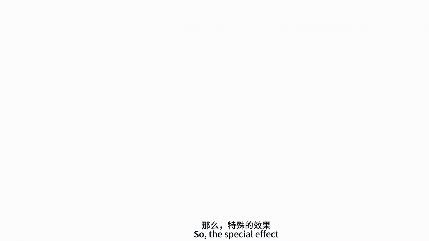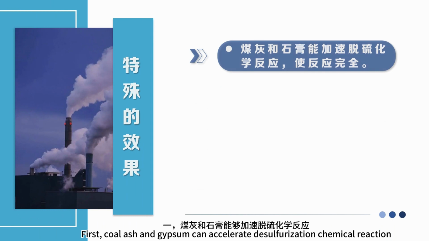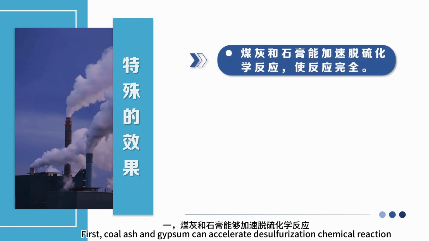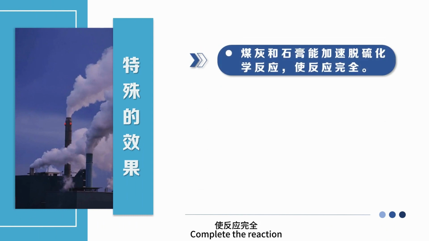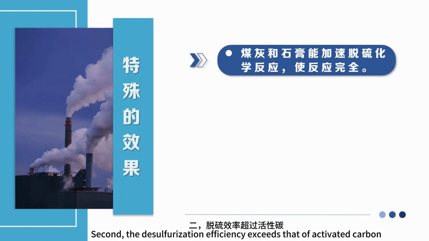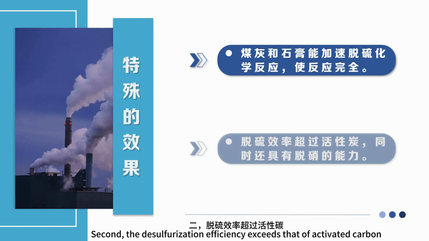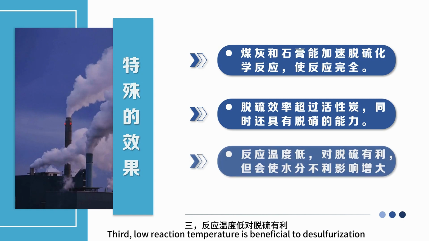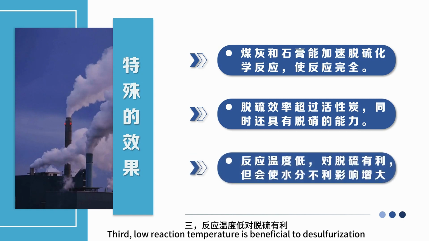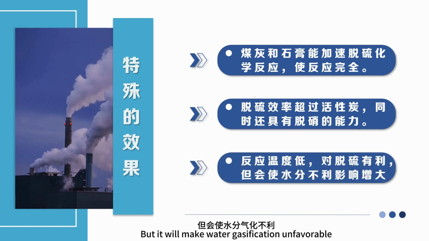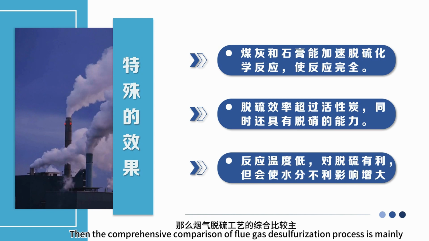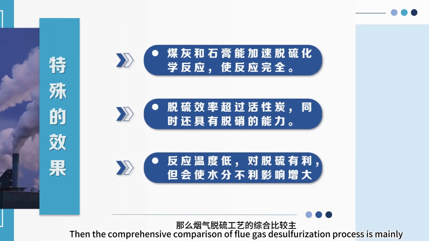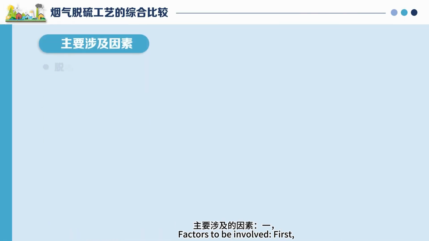So, the special effect. First, coal ash and gypsum can accelerate desulfurization chemical reaction. Complete the reaction. Second, the desulfurization efficiency exceeds that of activated carbon. At the same time, it also has the ability of denitration. Third, low reaction temperature is beneficial to desulfurization, but it will make water gasification unfavorable. Increased influence. Then, the comprehensive comparison of flue gas desulfurization process is mainly factors to be involved.